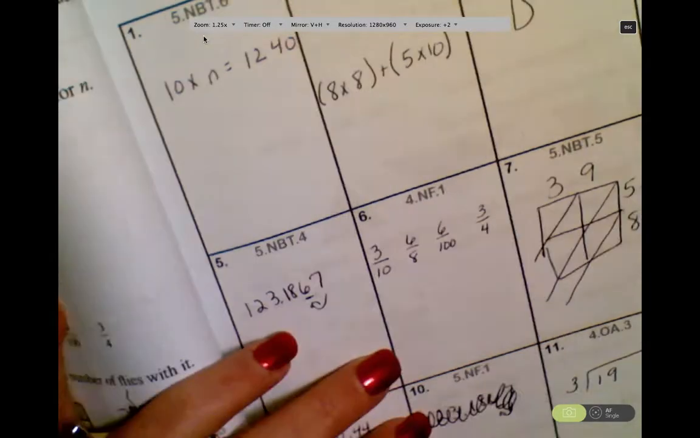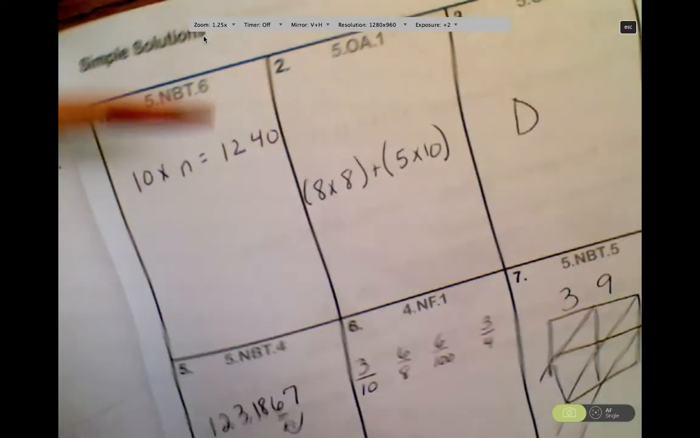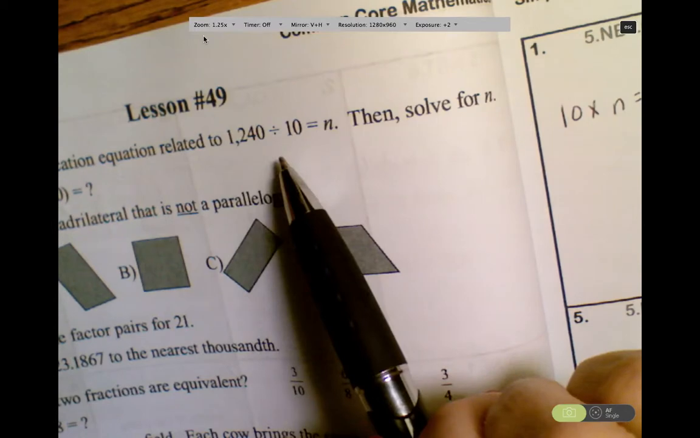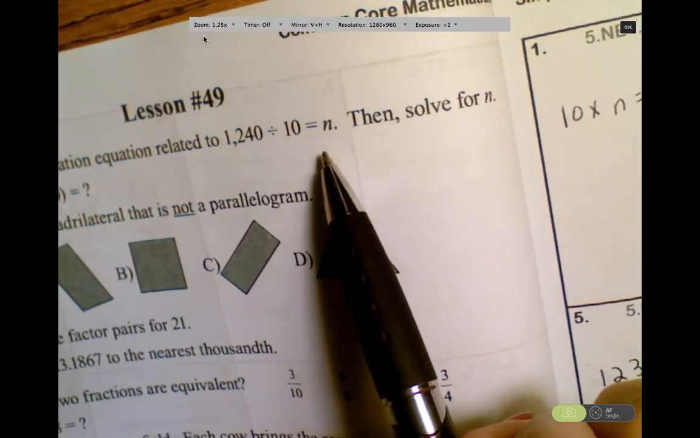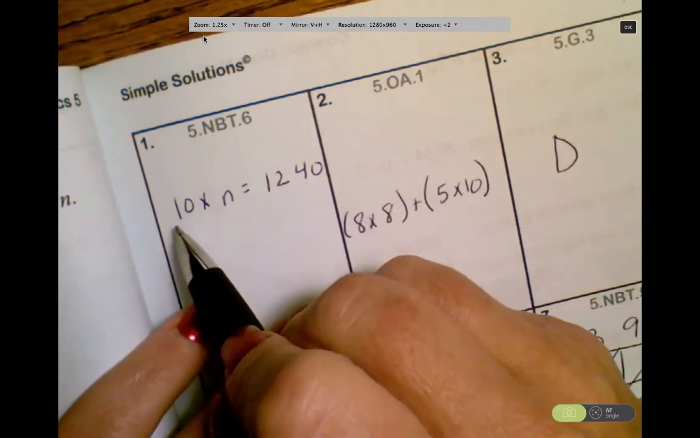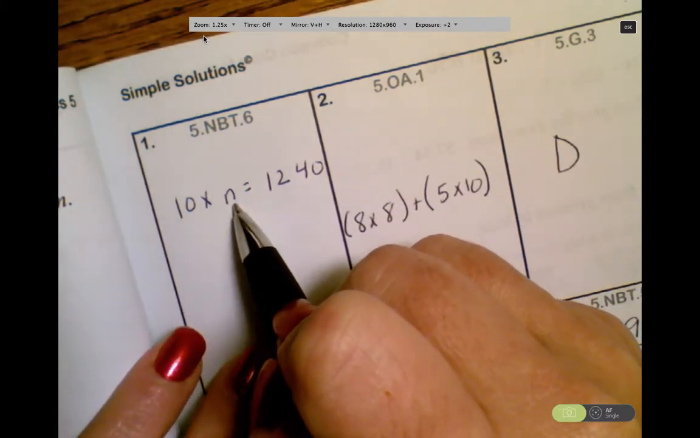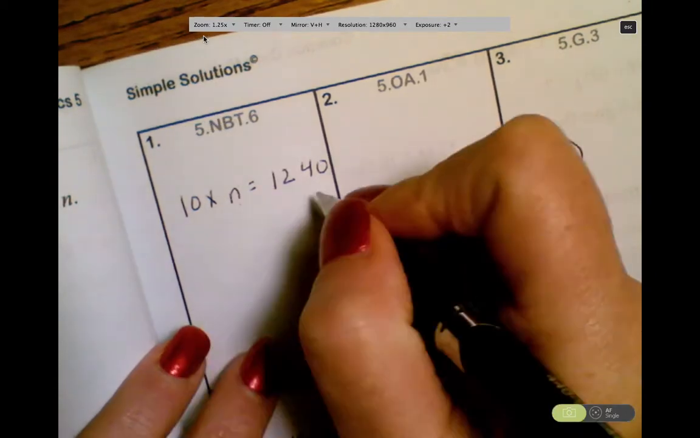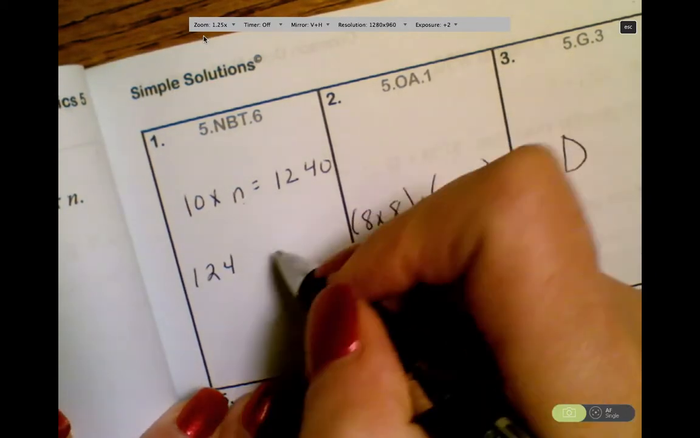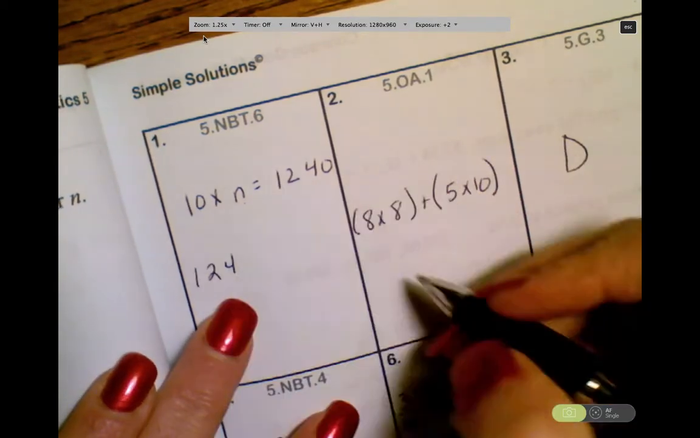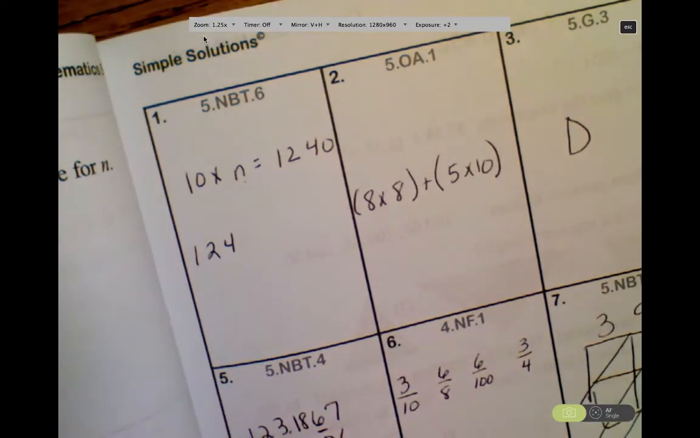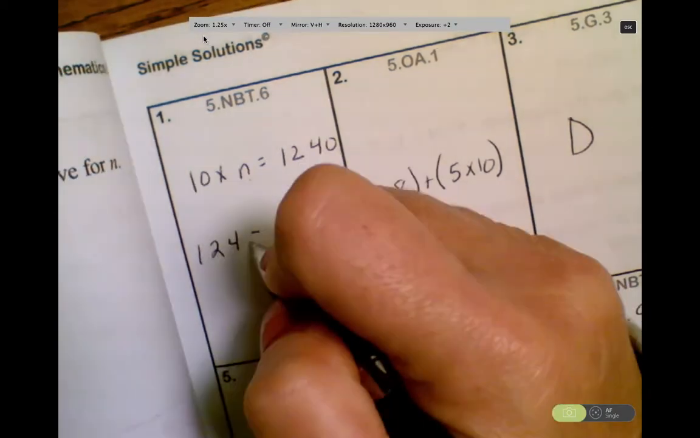All right, so we're going to start with number one. Number one is asking us to change 1,240 divided by 10 and make it into a multiplication problem. So I know that my answer is going to be 1,240, and then I'm going to say 10 times n equals. So I'm really dividing it, but I know that all I have to do is make it 124, and that is my answer because 124 times 10, I just add a 0 to it. All right. So that equals n.